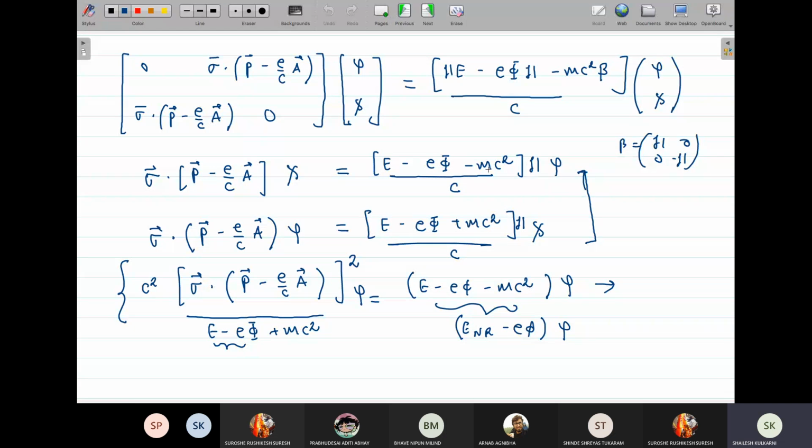Because of this plus sign, and there is a minus sign here. What is the sign of this term? It is a minus mc squared, and there is a plus mc squared. So in the non-relativistic limit, this phi is called the large component, and this chi is called the small component.